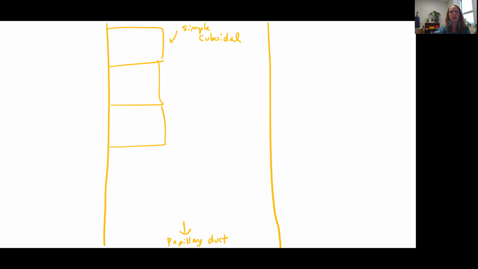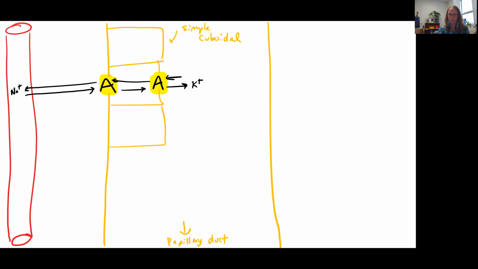Okay, so looking at our collecting tube, we still see that this is lined with simple cuboidal cells, and we can see that the collecting duct is going to be dumping into the papillary duct. If you have the presence of aldosterone, you can continue the selective reabsorption of sodium. So again, this is a sodium-potassium exchange pump. Sodium is being pumped back into the body, being reabsorbed by the bloodstream, and potassium is being lost here.